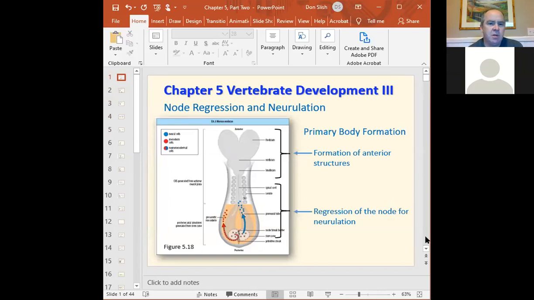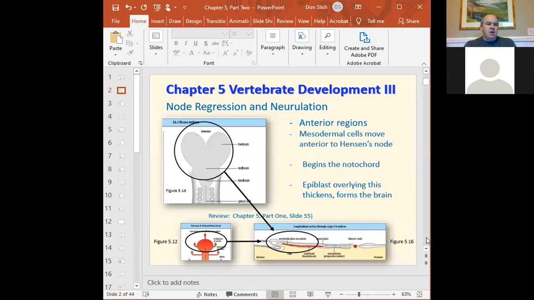So in this part of the chapter, we talk about the rest of everything. Slide 2. Head structures. Head structures are all formed when that node starts up. The first mesenchymal cells that enter go in, forward, and out, and they go underneath the ectoderm and induce the head structure to form. So the whole head has nothing to do with the node or the regression. It's just that mesoderm coming in and moving forward, and that's going to release some factors that cause neurulation to happen there. And that's where your brain comes from.